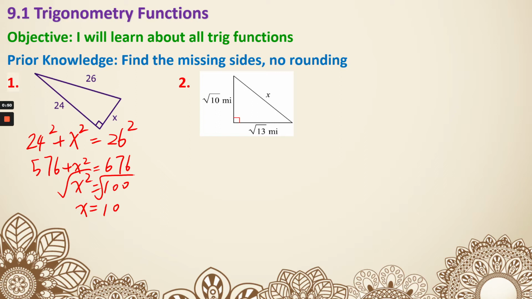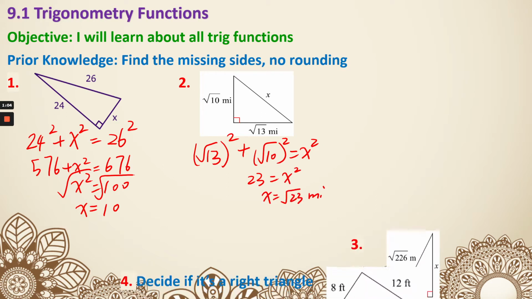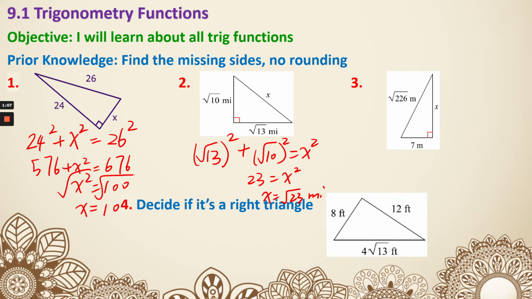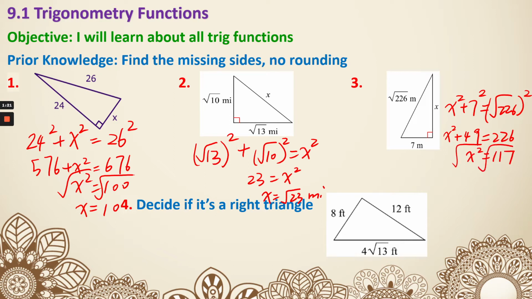Next, number 2. We got square root of 13 squared, square root of 10 squared equals x squared. 23 equals x squared, and x is square root of 23. Don't forget a unit. Next, number 3. X squared plus 7 squared equals square root of 126 squared. That is x squared plus 49 equals 126. X squared equals 117. And that cannot be simplified when you square root it, so x is square root of 117 meters.